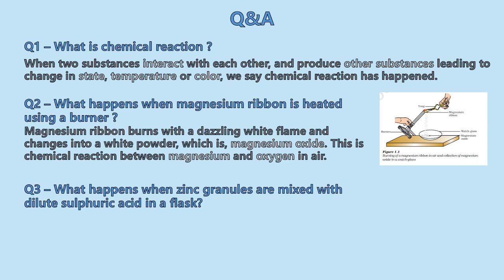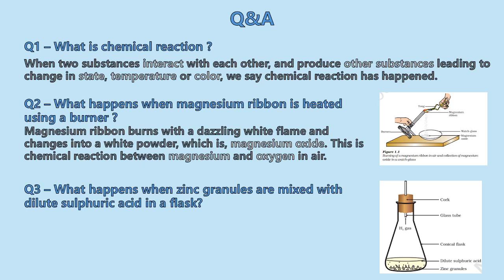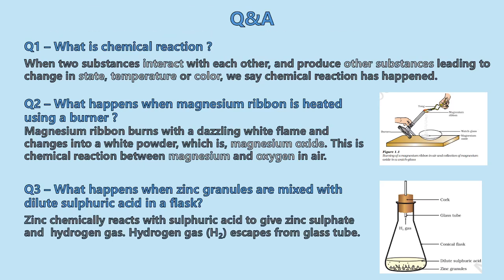What happens when zinc granules are mixed with dilute sulfuric acid in a flask? Again, this image is from the NCERT textbook. All the images are copyrighted by NCERT; the copyright belongs to them. Here we are using them only for educational purposes, not for commercial purposes. So zinc chemically reacts with the sulfuric acid to give zinc sulfate and hydrogen gas. And the hydrogen gas, which is H2, that is two atoms of hydrogen in one molecule of hydrogen, escapes from the gas tube. Of course, in the gas there will be many molecules, but H2 means two atoms of hydrogen combined to make one molecule of hydrogen.